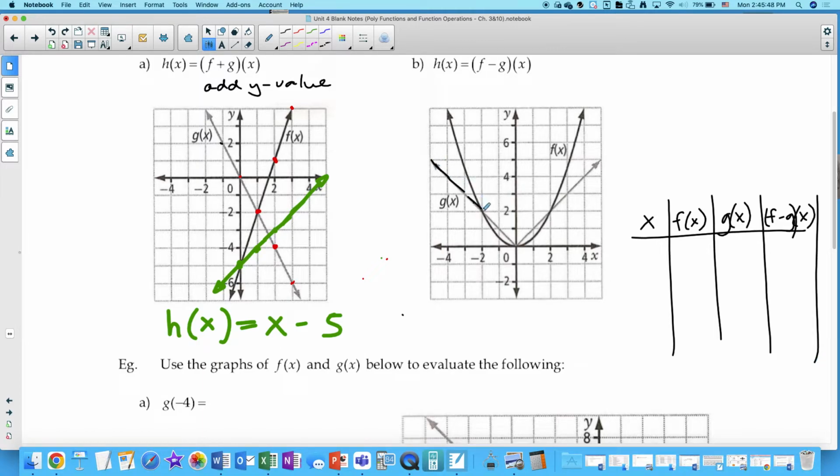Okay, so let's see. I'm going to look at the parabola first because there I have actual values that I want to put in that are rational, right? So let's see, negative 4. There's one here, negative 2. Negative 1 I can see is at a half. 0, and then maybe I'll do 1, 2, and 4.